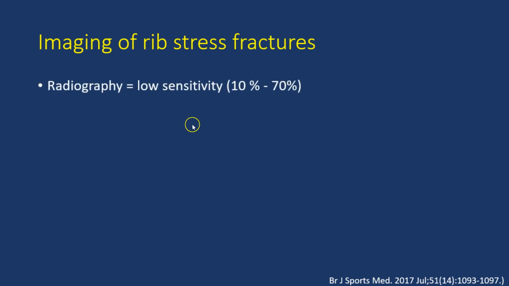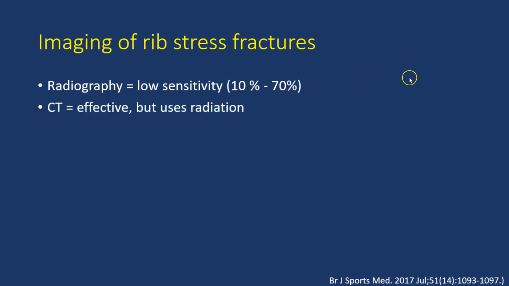So rib stress fracture investigation should probably start with radiographs if ultrasound is not available, because radiography is widely available, it's low cost, and it's specific. However, the sensitivity is terrible. In the early stages of a rib stress fracture, radiography is going to have as low as 10% sensitivity and may go as high as 70% later in the game.